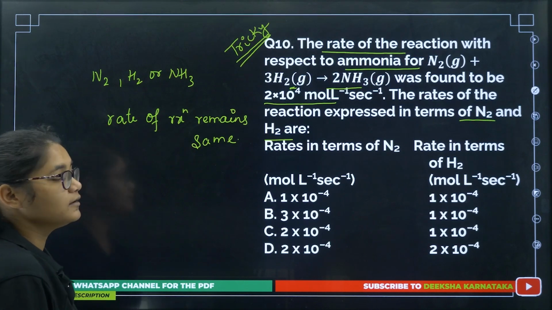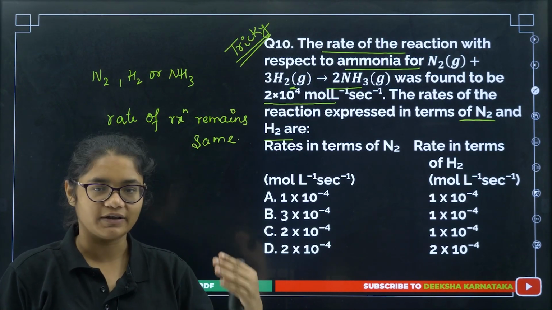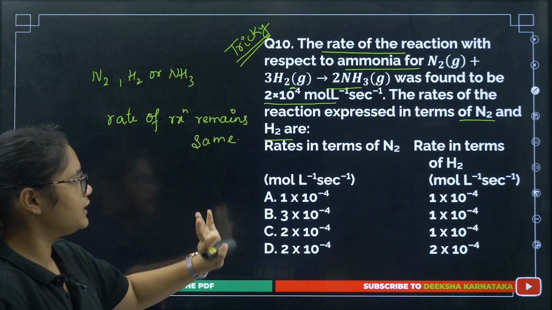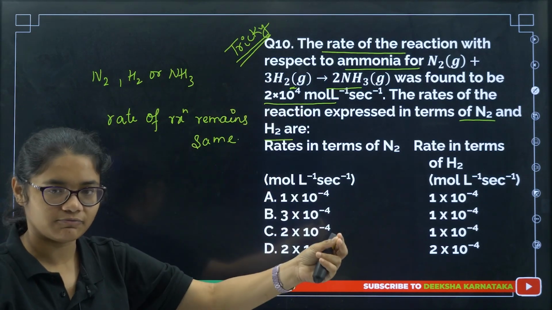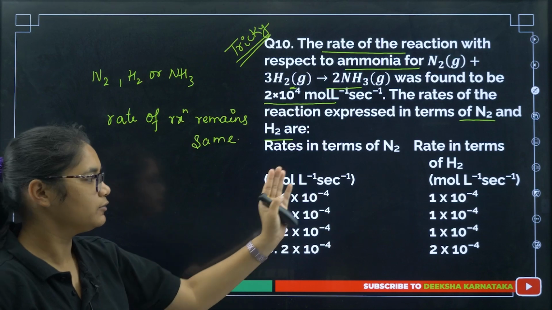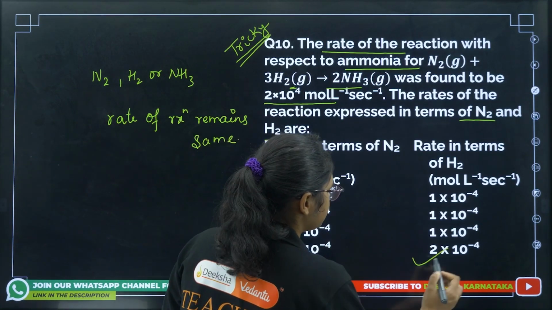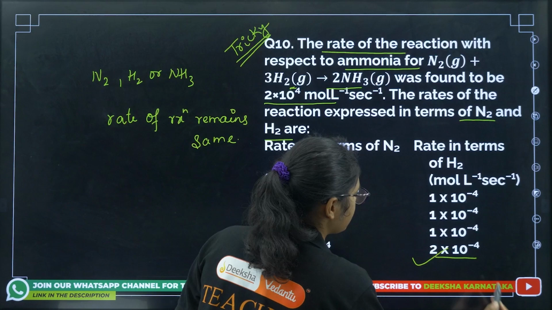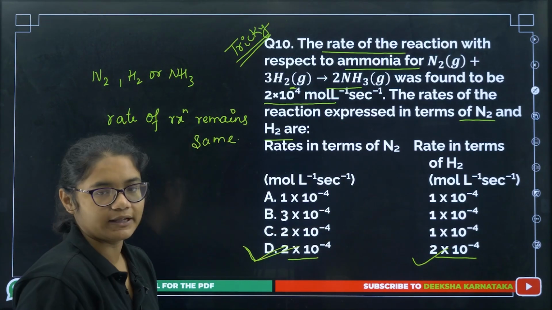Rate of the reaction remains the same. It will not change whether it is in terms of N2, H2 or NH3. So if the rate in terms of NH3 is 2 into 10 to the power of minus 4, it will be the same for N2 and H2 also. The correct answer therefore will be option number, here also 2 into 10 to the power of minus 4, here also 2 into 10 to the power of minus 4. The correct answer is option number D.